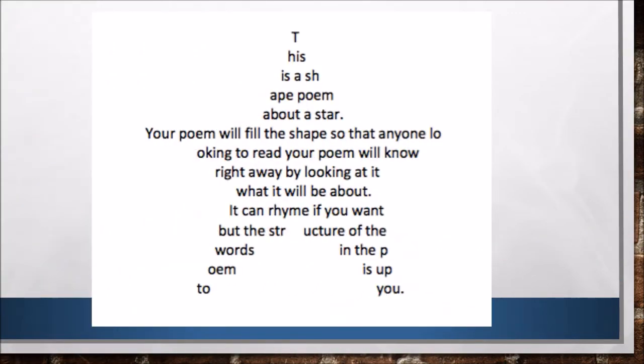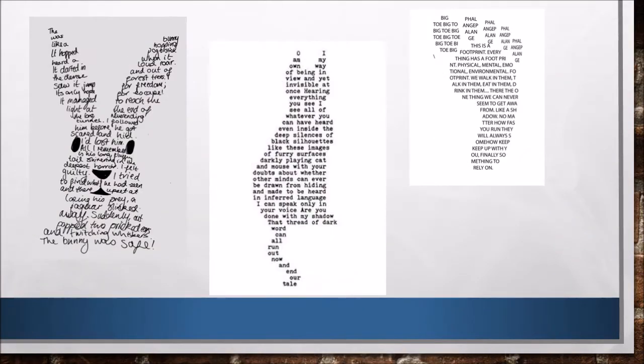So check out this example, just to explain to you what a shape poem is. I'm going to read it for you, but even before we read it, you're looking at this poem, and what does it look like? Well, it looks like a star, right? This is a shape poem about a star. Your poem will fill the shape so that anyone looking to read your poem will know right away by looking at it what it will be about. It can rhyme if you want, but the structure of the poem is up to you. So this poem is about a star. It's explaining to you what a shape poem does.